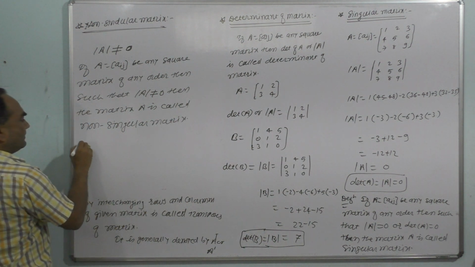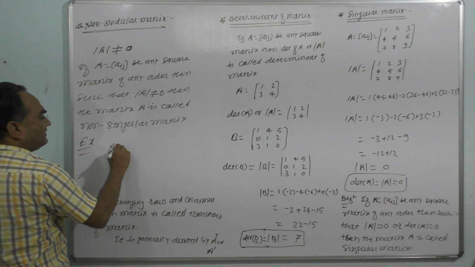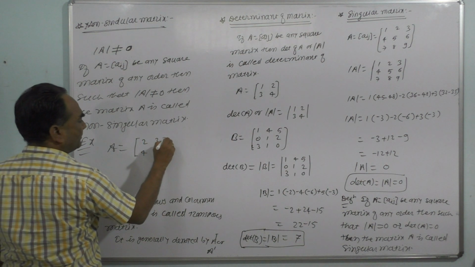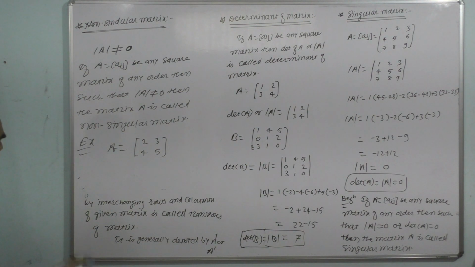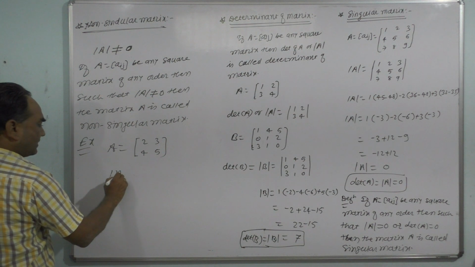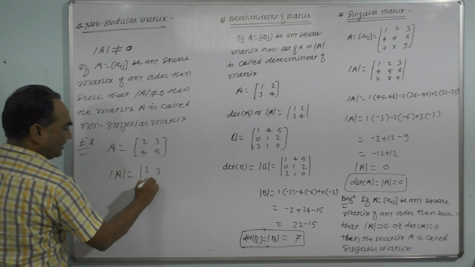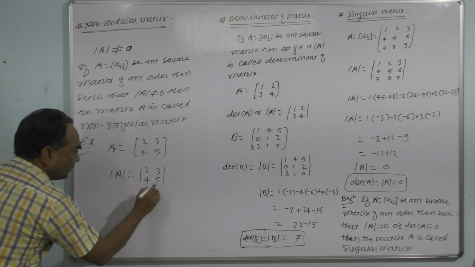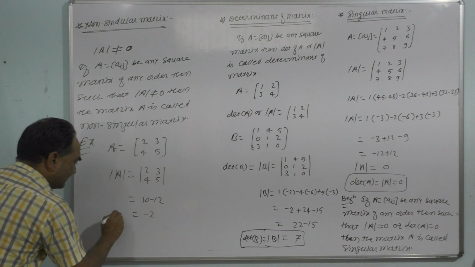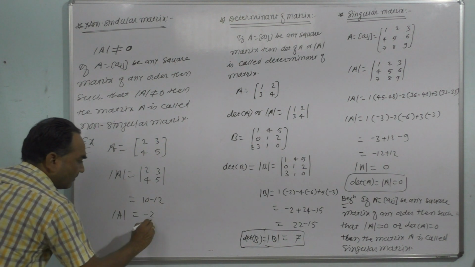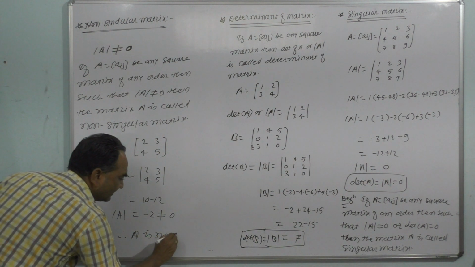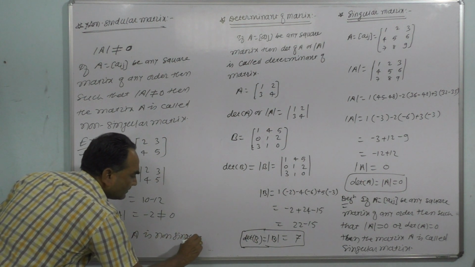For example, A is equal to 2, 3, 4, 5. Then first find det of A. Determinant of A is equal to the matrix 2, 3, 4, 5, which is 10 minus 12, which is equal to minus 2. Determinant of A is equal to minus 2. Minus 2 is not equal to 0. Therefore, A is a non-singular matrix.